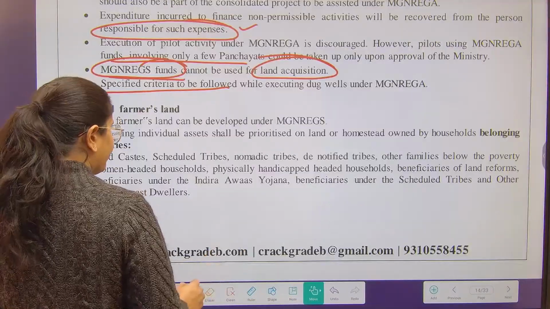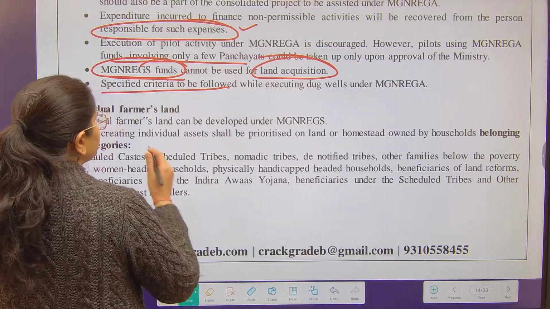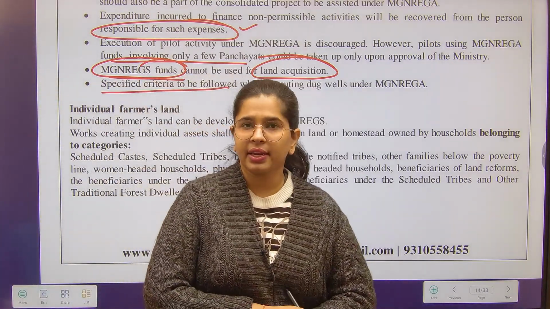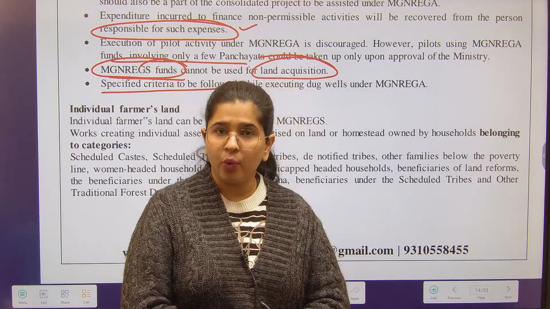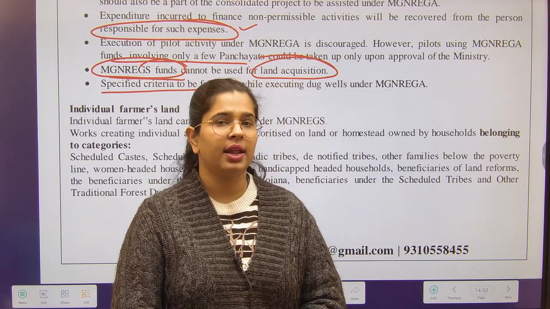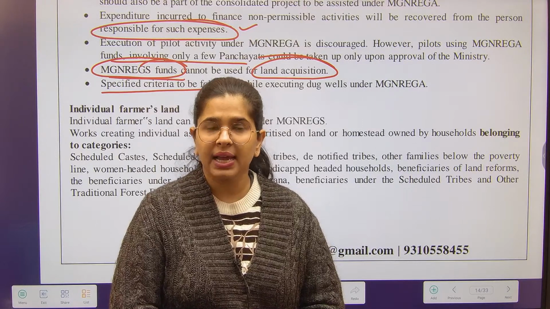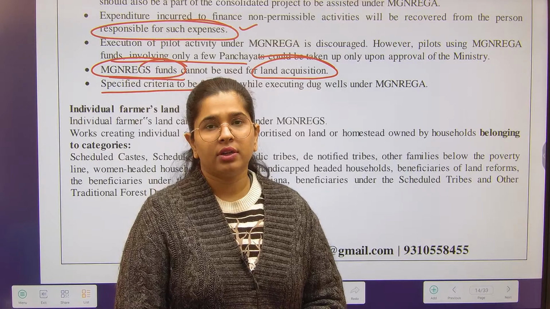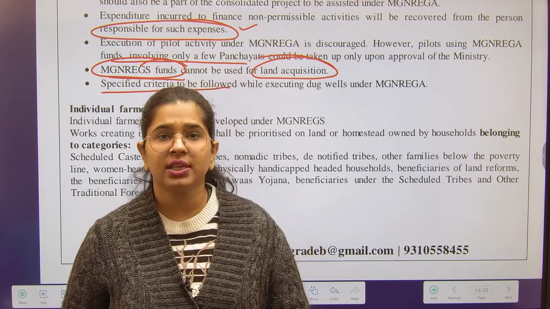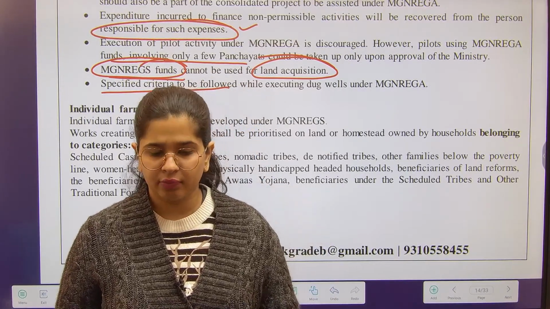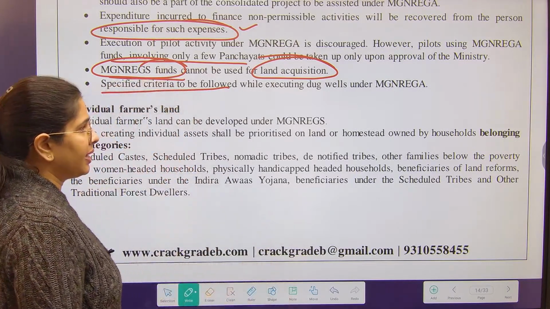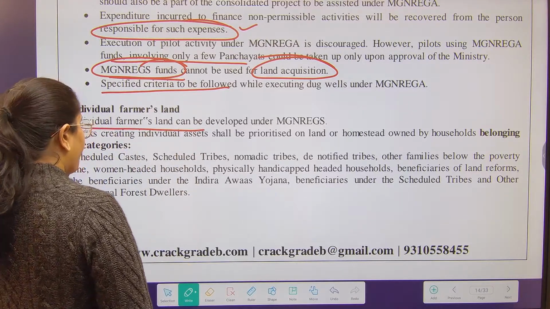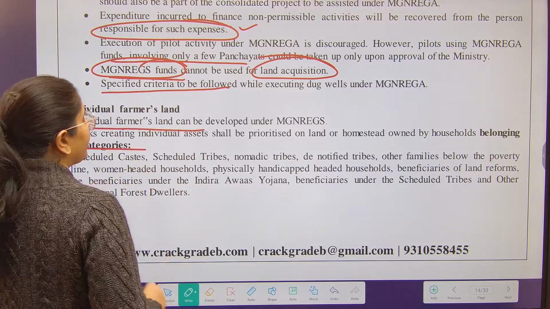Now, individual farmer land can be developed under MGNREGA. Remember this particular thing. MGNREGA says that agricultural activity and agricultural input are not allowed as preferable work under MGNREGA. But at the same time, they also provide that for special categories, or the category which is in need, or your SC/ST category which I am talking about. So individual farmers' land can be developed, but which kinds of categories?